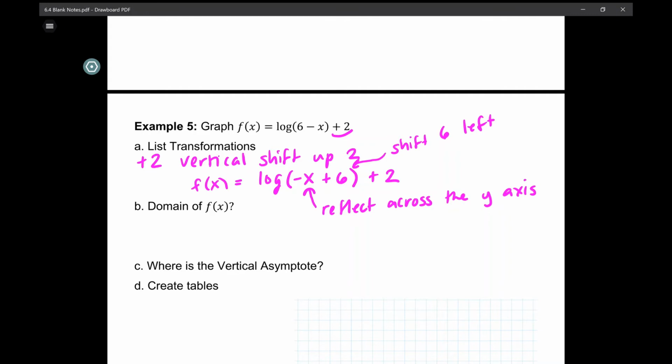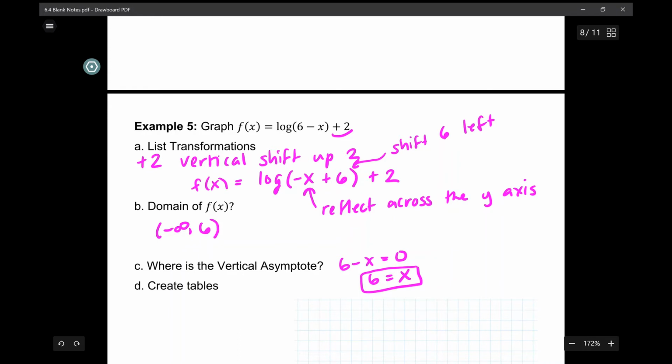Well, I like actually answering question C first. I'm going to solve where 6 minus x equals 0, and that's when 6 equals x, right? So my vertical asymptote is at x equal to 6, and that means my domain goes from minus infinity up to 6. Since I did a flip across the y-axis, my domain is going to go from negative infinity up until 6.